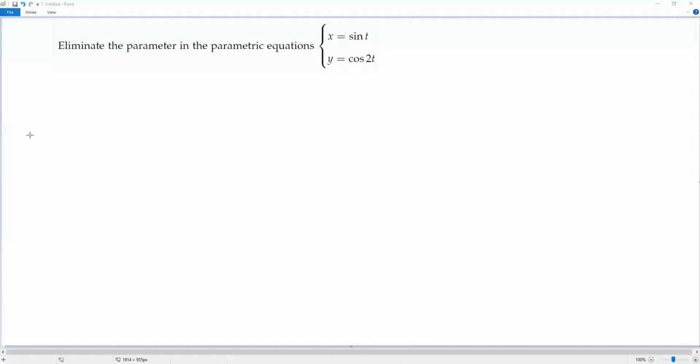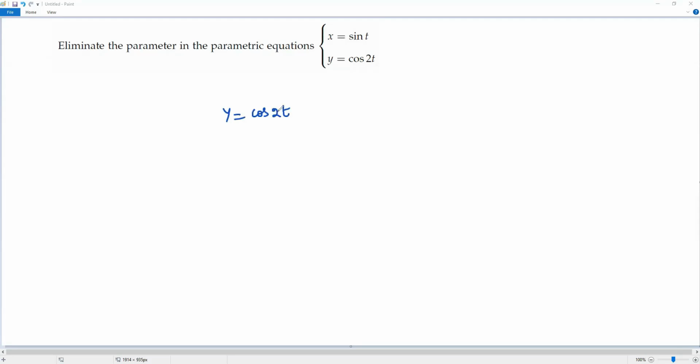Hi, here we have a problem on parametric equations. That is, eliminate the parameter in the parametric equations x is equal to sine t, y is equal to cosine 2t. Okay, here the parameter is t. We have to eliminate the parameter t and give the equation in terms of the two variables x and y.